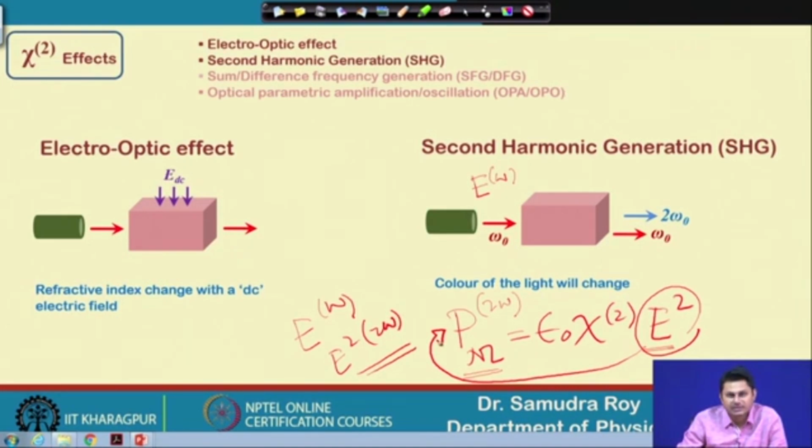So, light matter interaction is important, but the most important thing here is if I launch a frequency omega, I can have a new frequency, and this new frequency is 2 omega. That means if I launch one color of light, say red, I am able to generate a blue light out of that. So, the color of light will change, and technically we call this second harmonic generation.